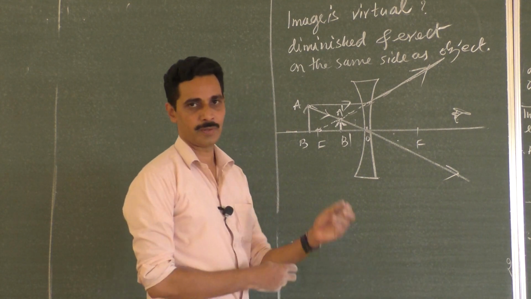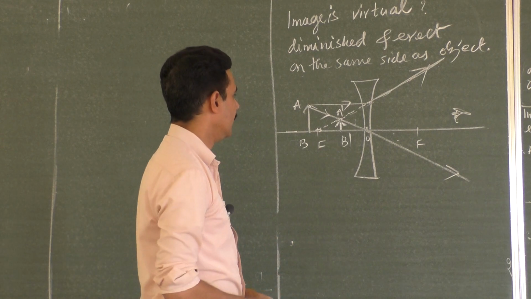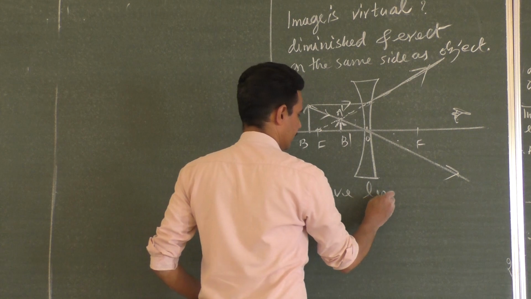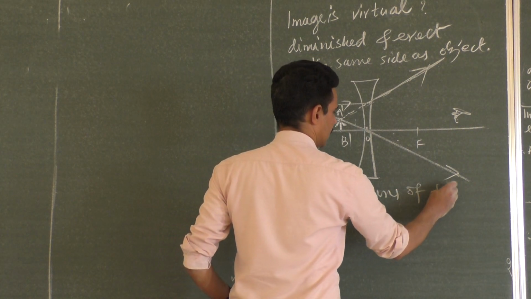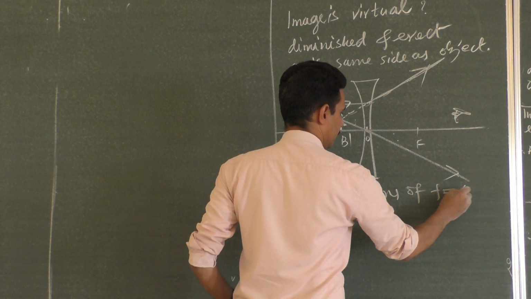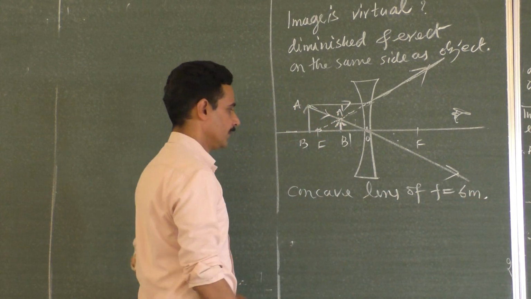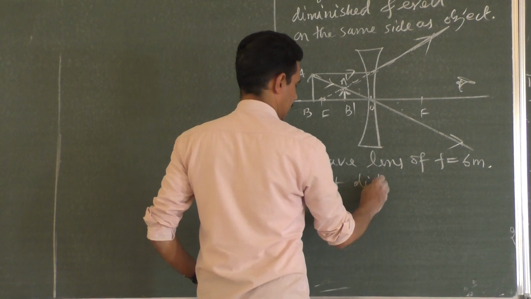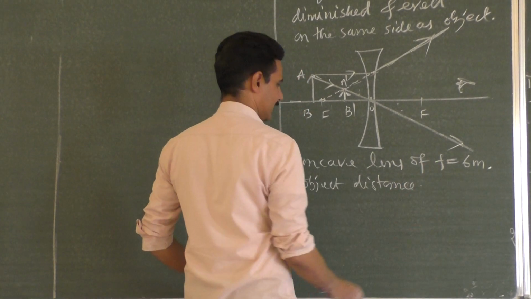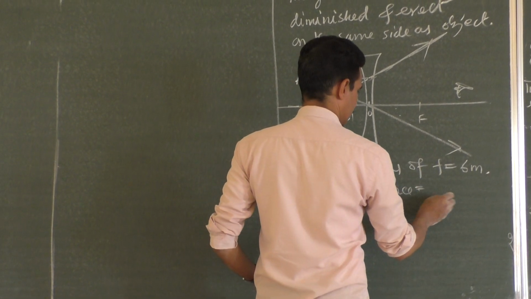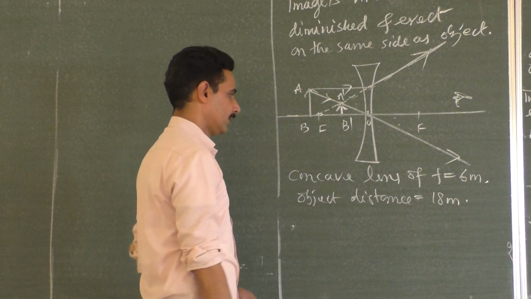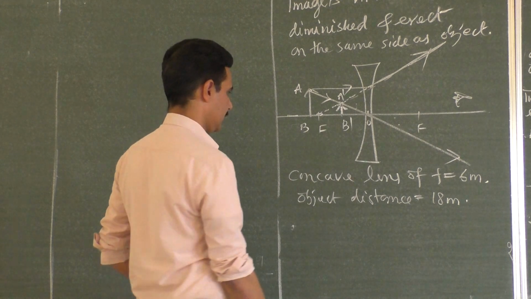Okay, we will work out one problem now. A concave lens of focal length, okay, we will take the same data, 6 meters. An object is kept at an object distance of, okay, we will take it as 18 meters, same thing, from the concave lens. Now what is the image distance? Where is the image?